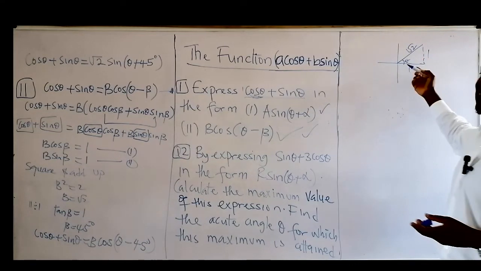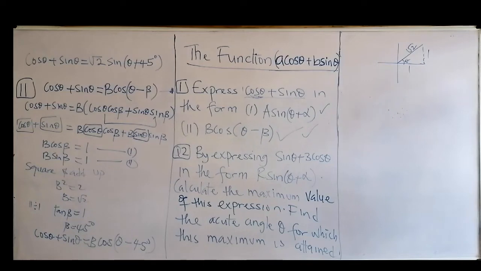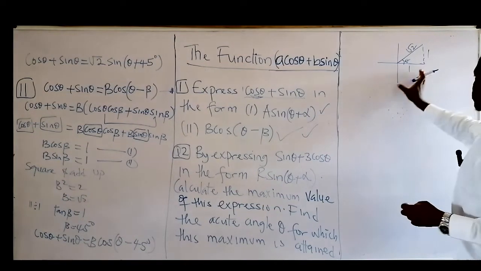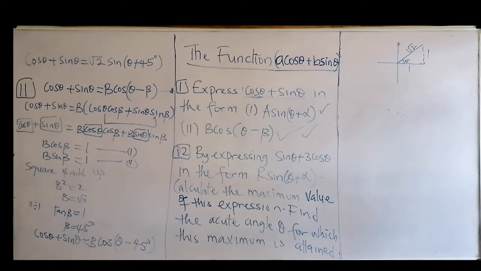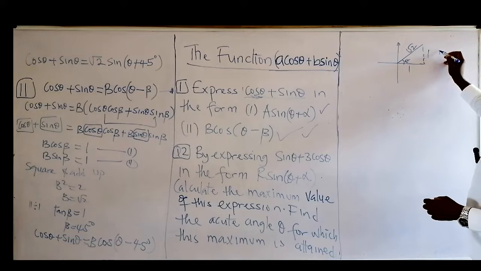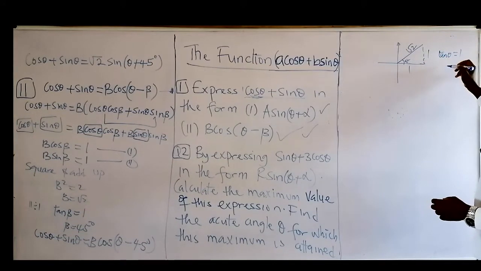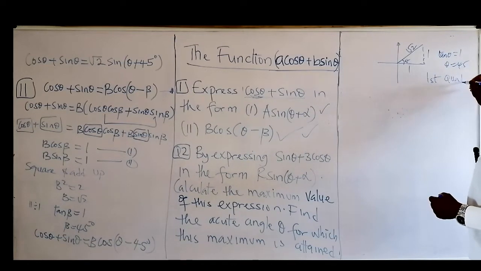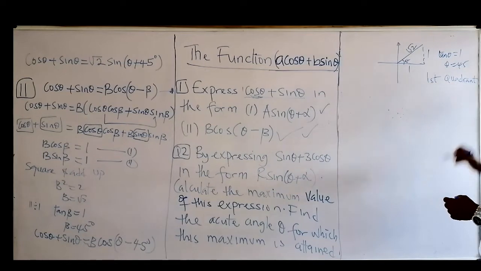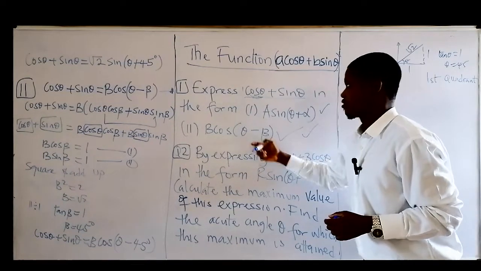That means we can also solve the question in this format by drawing these xy diagrams to indicate the angles. Tan theta is equal to opposite over adjacent, that's 1, so theta is 45. So the angle falls in the first quadrant. Likewise, this one will also be in the first quadrant.